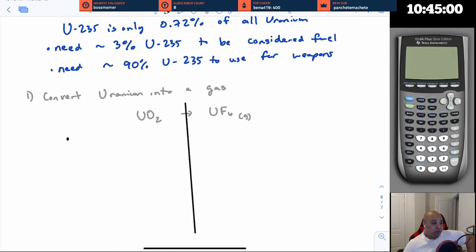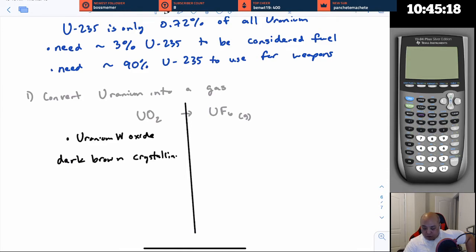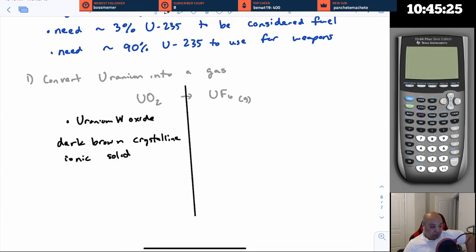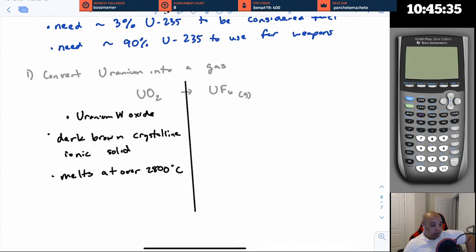You do need to know about each of these compounds, okay? Uranium(IV) oxide is a dark brown crystalline ionic solid. It melts at over 2800 degrees Celsius. So ionic bonding here, so it's difficult to break apart the uranium from this.